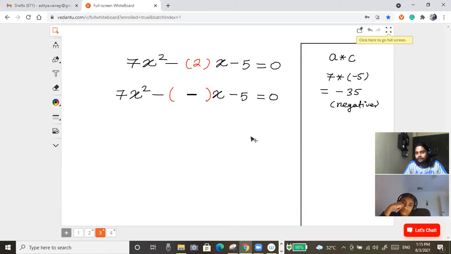Now how to get that? How to get those two numbers? So for that, what we do, we simply take this number, 35. We don't take the sign right now. We just take this 35 and we start factorizing it.